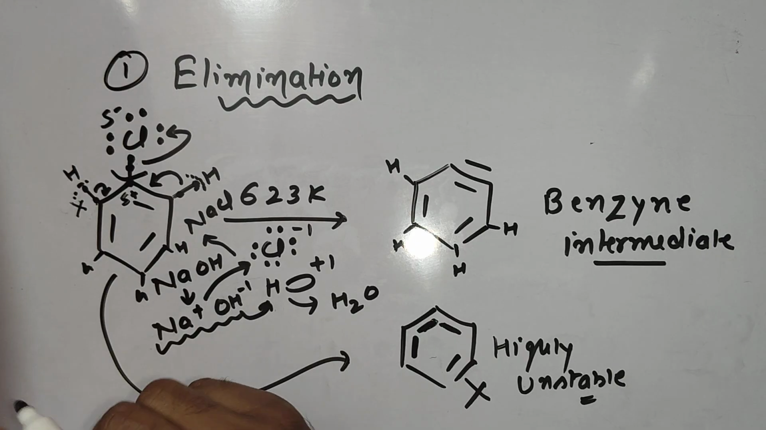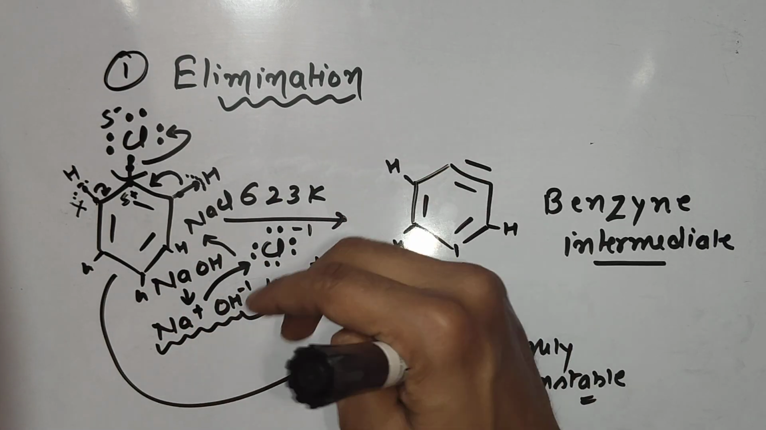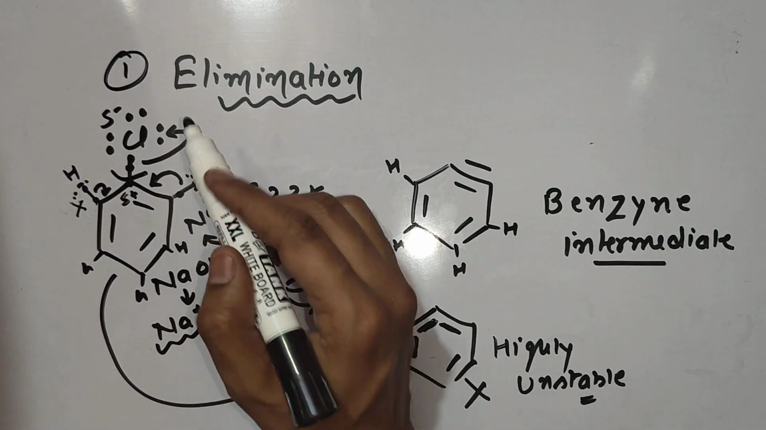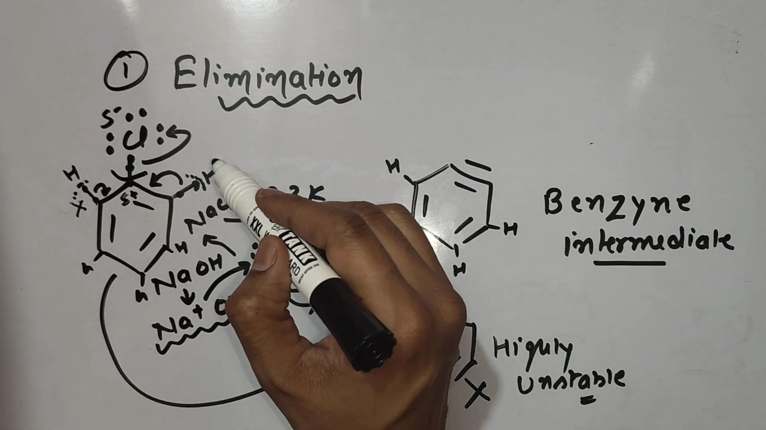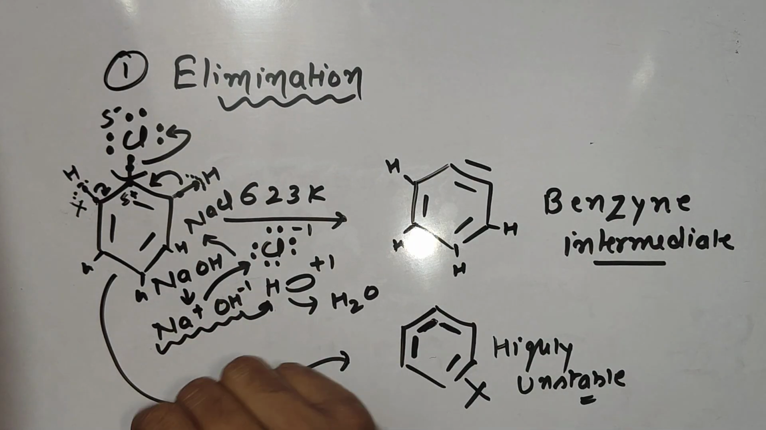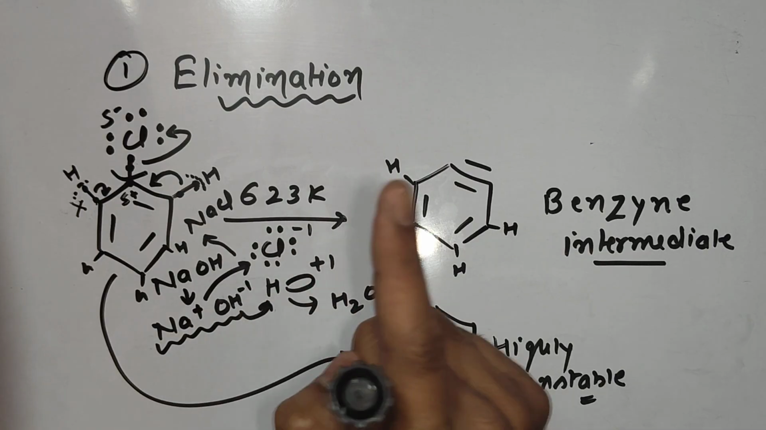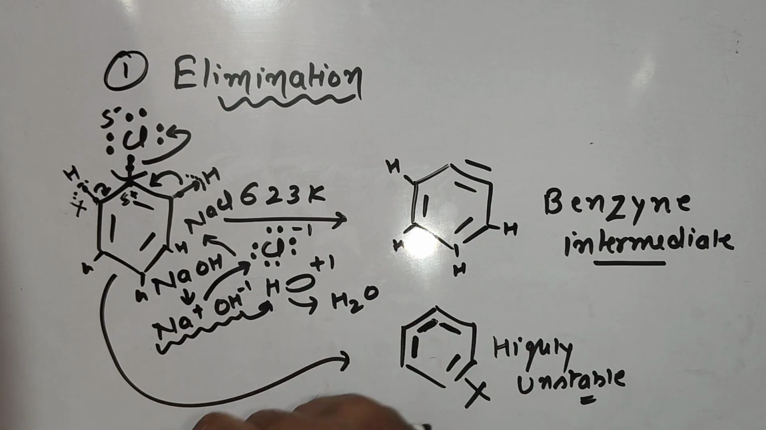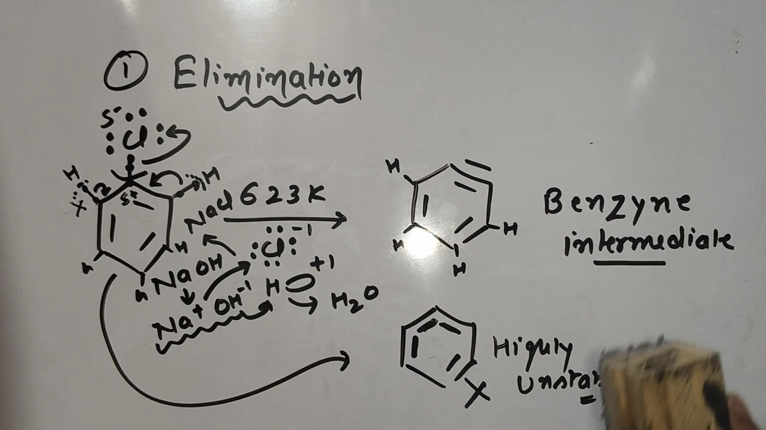In 11th class we have done what is the meaning of elimination reaction. 2 atoms or 2 groups are eliminated out. You can check Cl is eliminated out, H is eliminated out, 2 atoms are eliminated out. Such reactions are known as elimination reaction. So this is an elimination process.